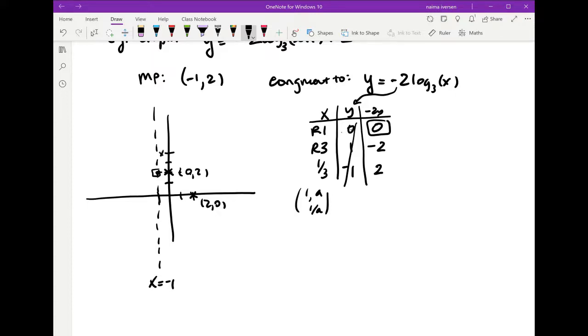I don't usually label that point, just like we didn't with our exponential function, because it's just there to help us with the shape of the graph. The domain for this function is x is greater than negative 1, and the range for this function is all real numbers.